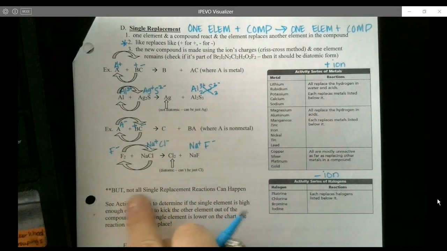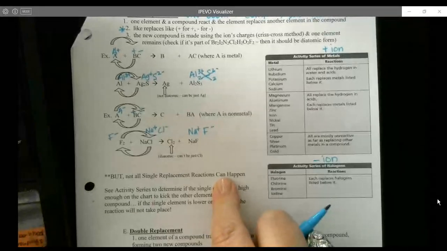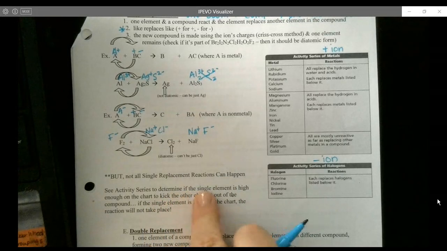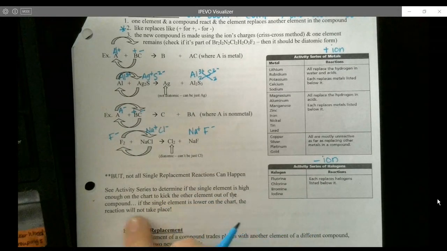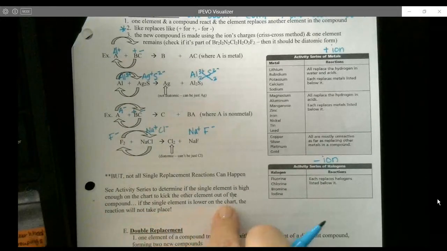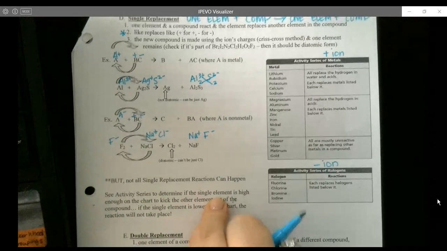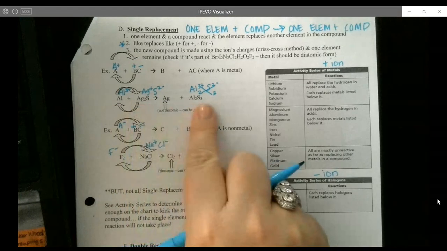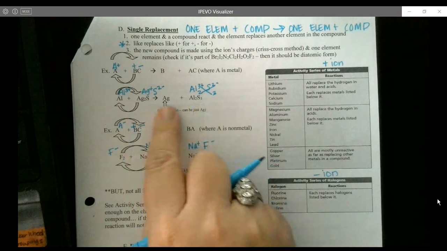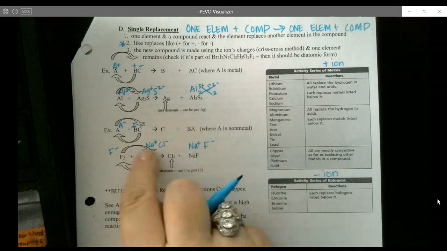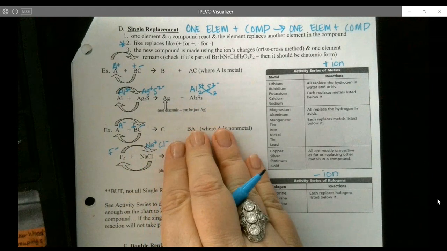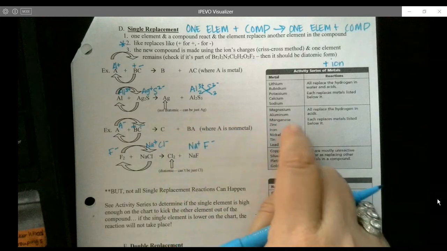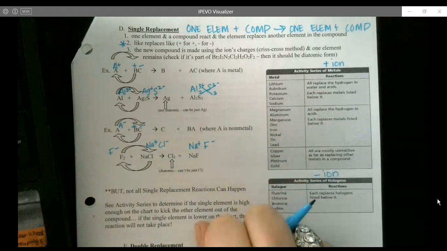So again, not all single replacement reactions can actually happen. We use the activity series to determine if the single element is high enough on the chart to kick the other element out. If the single element is lower on the chart, the reaction will not take place. Okay. Now, if they just hand you a full-on reaction, they might be asking you to identify it. But if they only hand you the front half of the reaction and they want you to figure out the back half, you got to decide, does it happen first before you can come up with the back half?